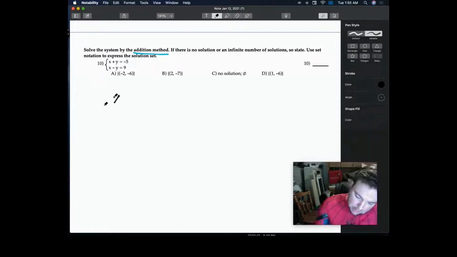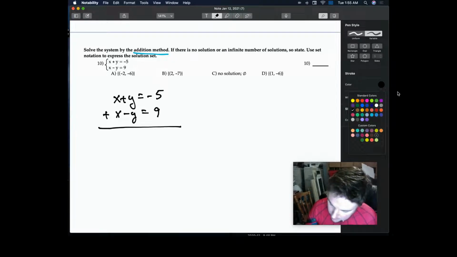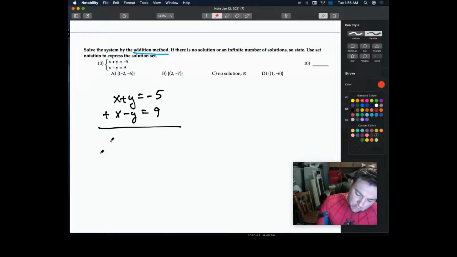This is going to be x plus y equals -5. The other one's going to be x minus y equals 9. And I already put a plus sign. I couldn't help myself. We're clearly going to have to add these together. So x plus x is what? X plus x is 2x. Y minus y, they go away. And -5 plus 9 is 4.